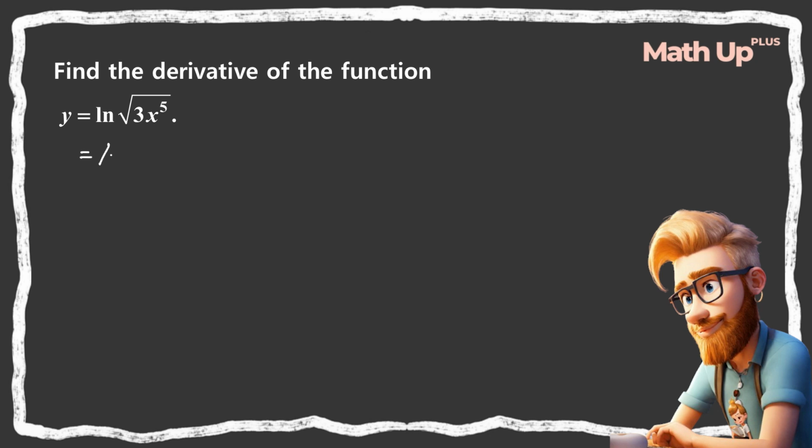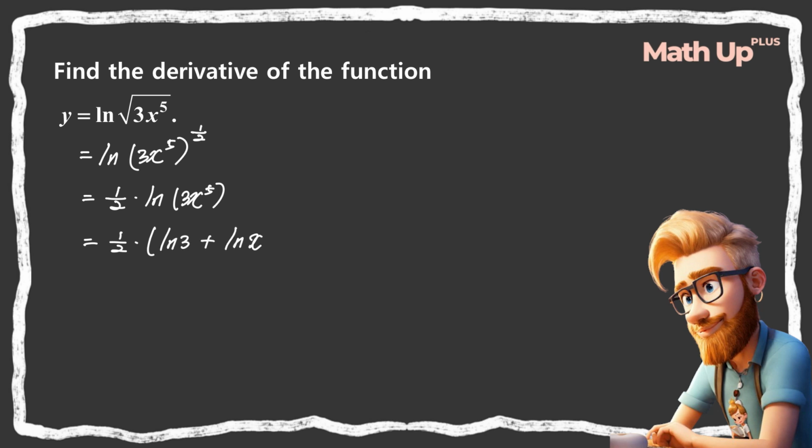This is equal to natural log of (3x to the 5) whole thing to the power of 1/2. So using the property of logarithm, this is 1/2 times natural log 3x to the 5, equal to 1/2 times natural log 3 plus natural log x to the 5. And this 5 goes in front of the log. So that is 1/2 times natural log 3 plus 5 times natural log x.